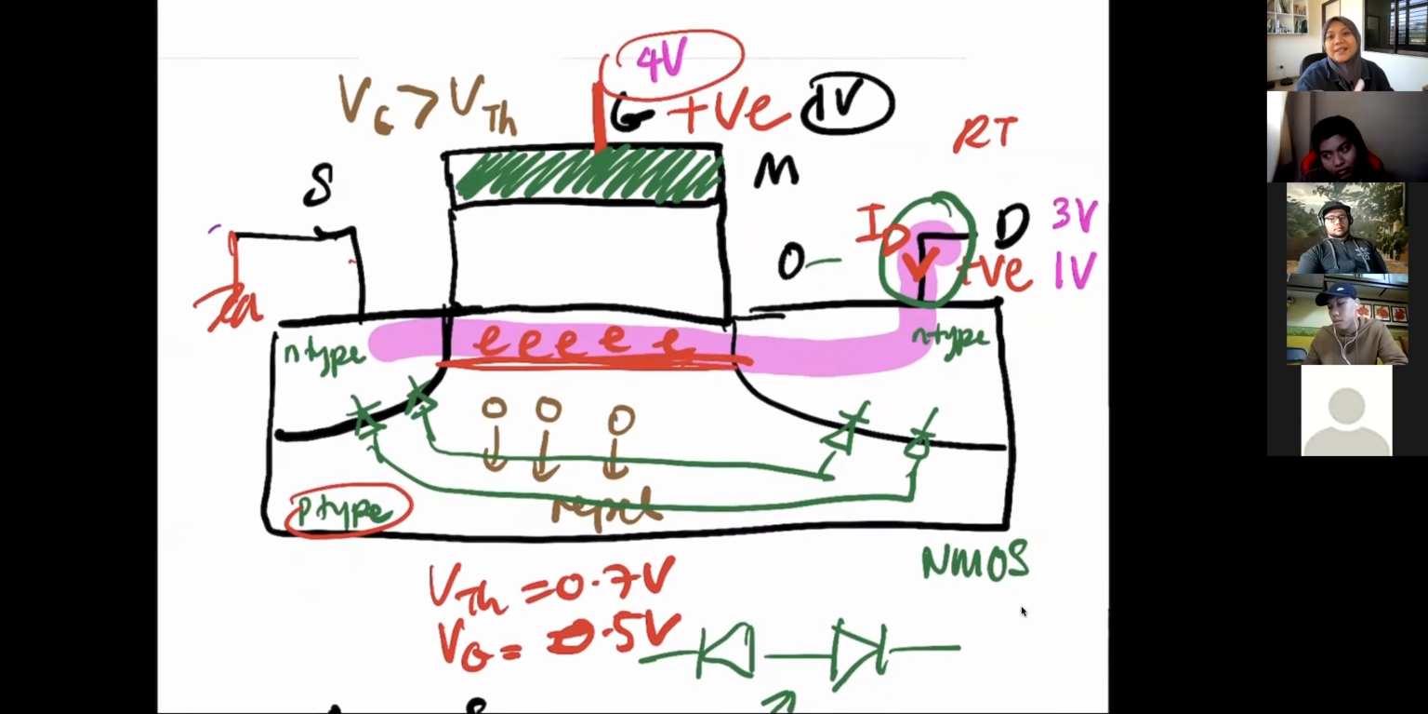Okay, I will ask another question later. Let's do this first, because you triggered me to ask another question. Okay, so now I make the gate voltage constant at 4 volt. I just change the drain voltage. What will happen? Just guess.